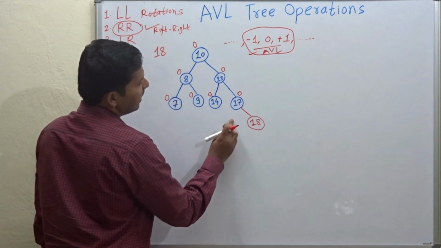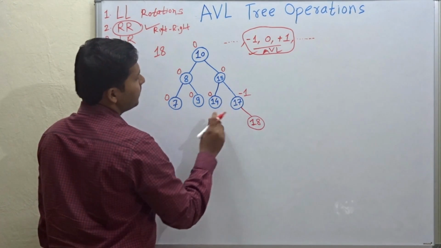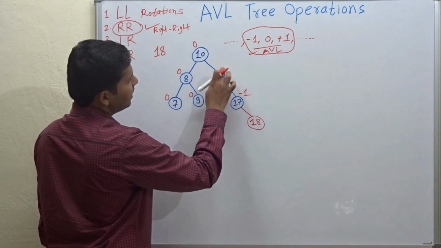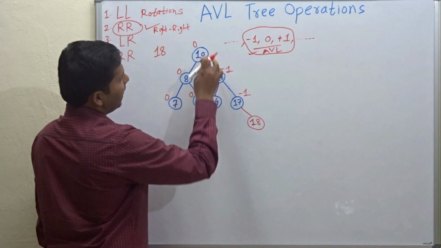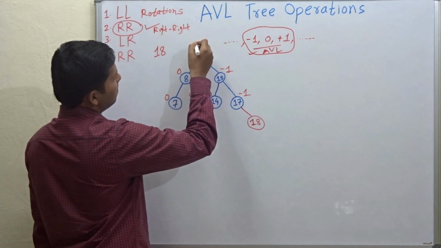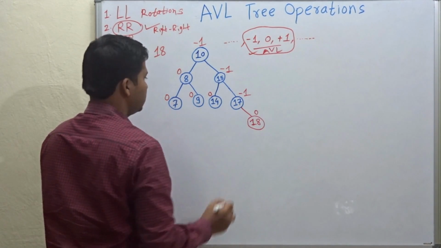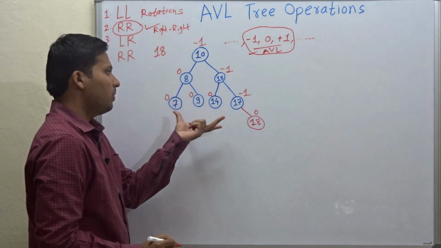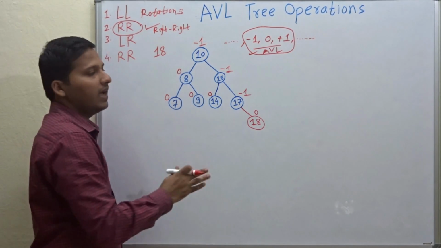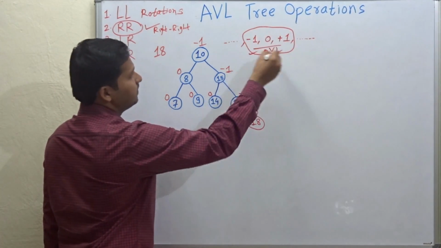So for 17 the balance factor will be 0 minus 1, so that will be minus 1. For 15 it will be 1 minus 2, so that will be minus 1 again, and for 10 it will be 2 minus 3, so that will also be minus 1. So these are the new balance factors, and for 18 it is 0. Now by watching these new balance factors, we can say that this is still an AVL tree because the balance factors satisfy the AVL tree condition.